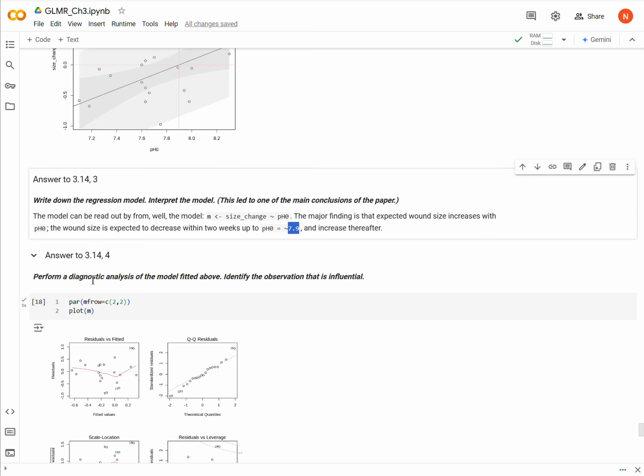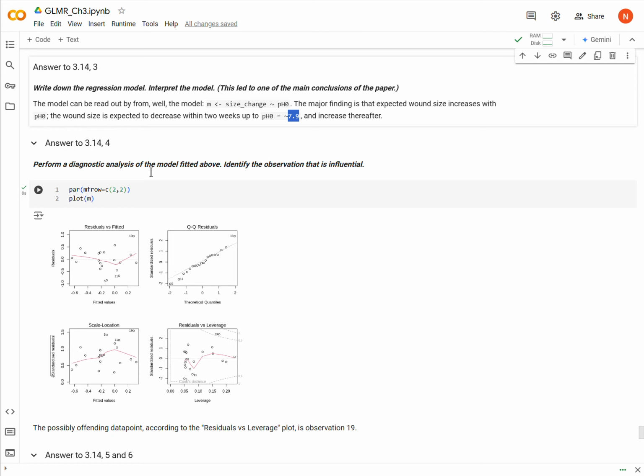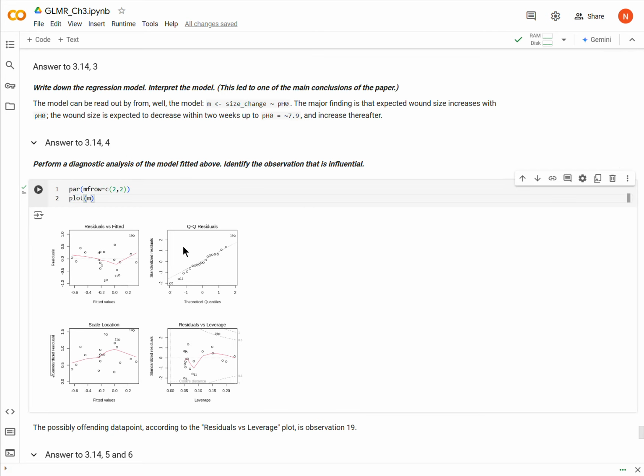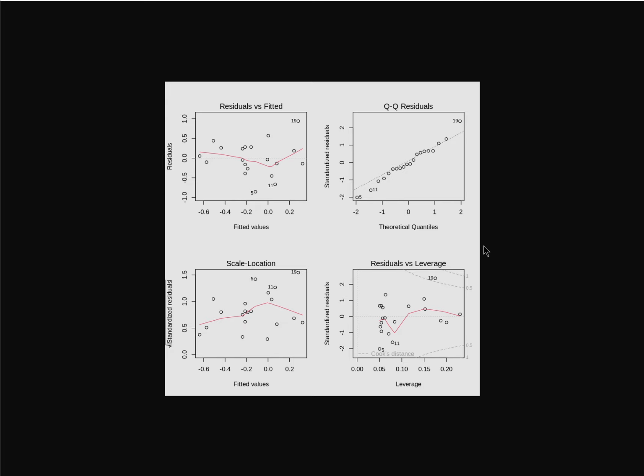Okay, so now we're supposed to perform a diagnostic analysis for the model and find the offending observation. For this, I just started by plotting the model, okay? And where we can identify this outlier is right here, this guy right here. Maybe I'll zoom in a little bit here. Okay, it's this observation 19.